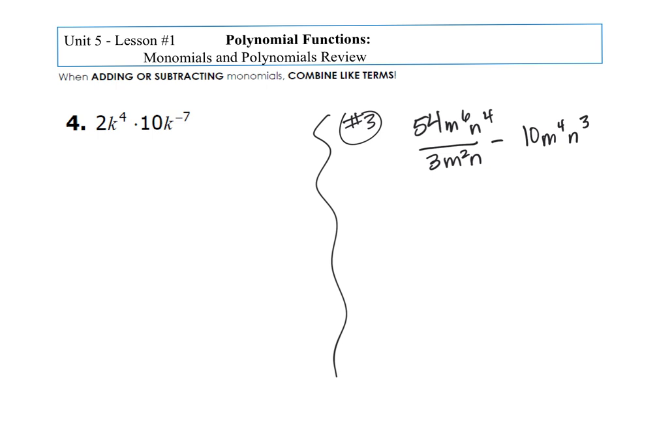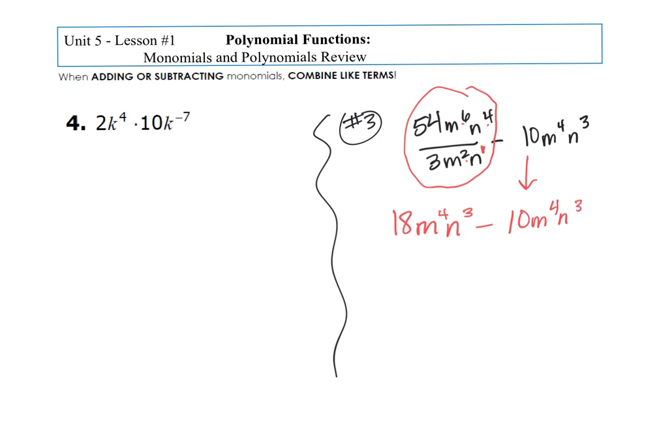Again, we don't have that on this problem. Then multiplication or division. Okay, we do have division. Divisions look like fractions. So we are going to divide our regular numbers. 54 divided by 3 would be 18. And then we subtract our exponents for our common bases. For m, we're going to do 6 minus 2 to get 4. For n, 4 minus 1 to get 3. Okay, and then we're going to bring down the next piece, minus 10 m to the 4th n cubed.